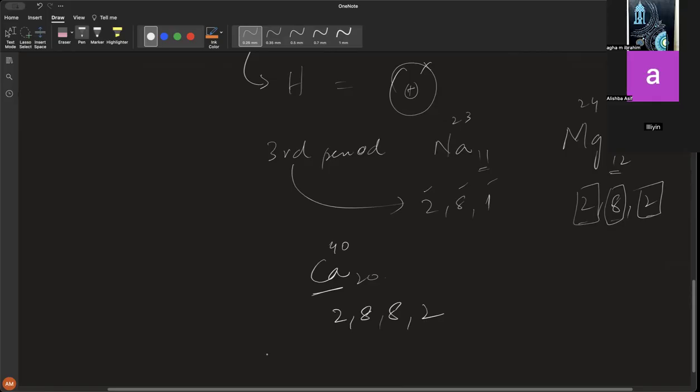We've already discussed that. The number of shells tells you the period. Whatever the number of shells, that is the period number. Calcium is in the fourth period, right? 1, 2, 3, 4. There are 4 shells. It means it is in the fourth period.